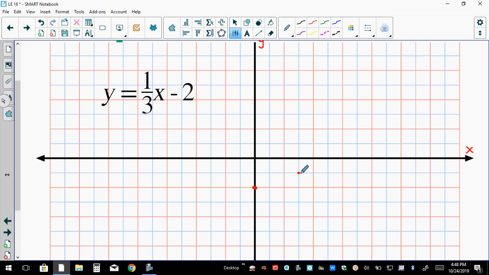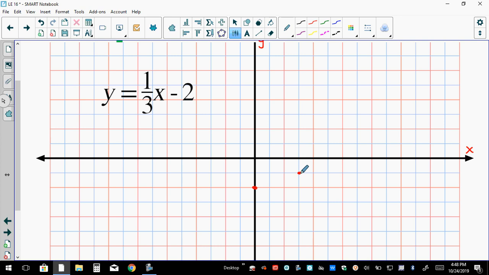And you say, well, why to the right? 1/3 is a positive number because there's not a negative symbol in front of it. So this line is going to be positively sloping going this direction. If that slope was negative, the line would run this way. So I start here at -2 and I go up 1, over 1, 2, 3, and I make a point. That's my rise 1 over my run 3.